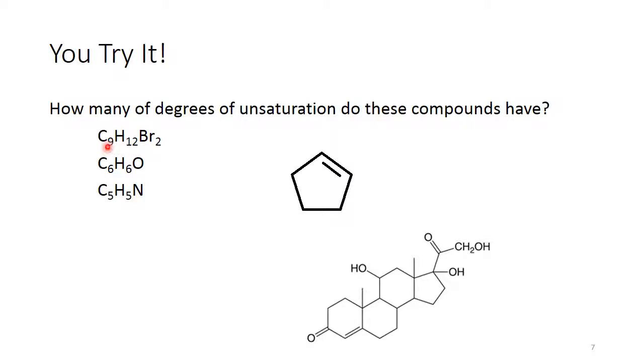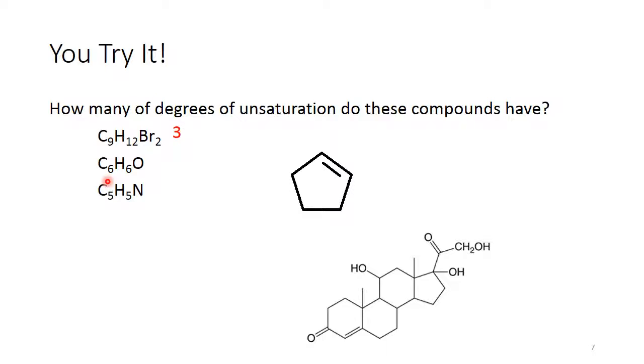All right, so the first compound here, what I'm going to do is do 9 times 2 plus 2. That's 18 plus 2, which is 20. The number of hydrogens and bromine added together is 14. 20 minus 14 is 6. So there are 3 degrees of unsaturation for this compound.